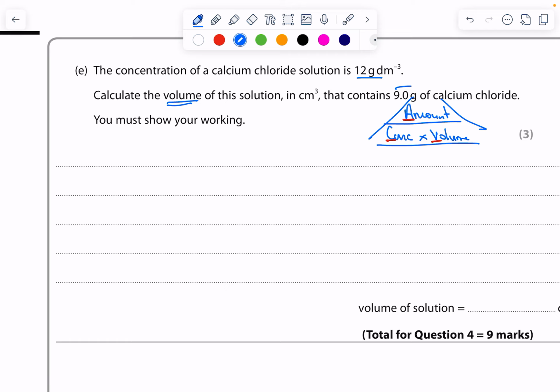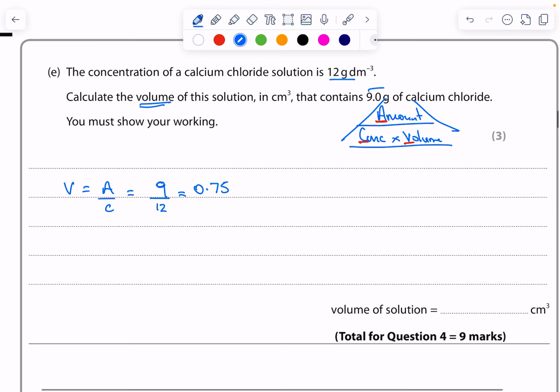So let's go back and turn that for volume is going to be the amount divided by the concentration. In this case, the amount that they've got is 9 and the concentration is 12. So 9 divided by 12, let's just do that on my calculator. So 9 divided by 12 is 0.75, but because this is decimeters cubed, that's going to be decimeters cubed.